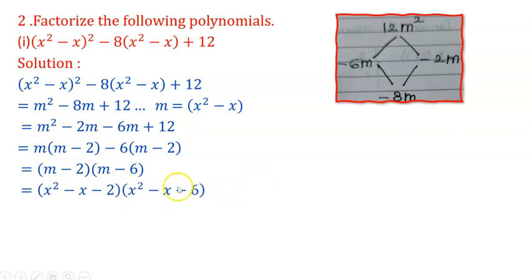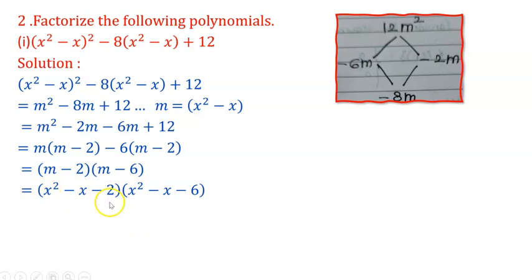Now replace the value of m. What is m? x² − x. So the first factor is x² − x − 2, and next x² − x and this −6, so x² − x − 6. Okay, replace only m by x² − x. Now factorize these two terms again.